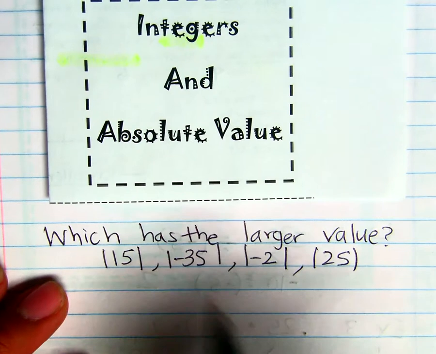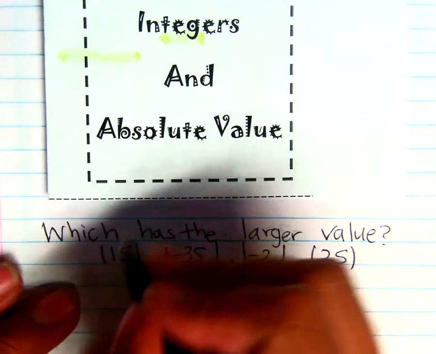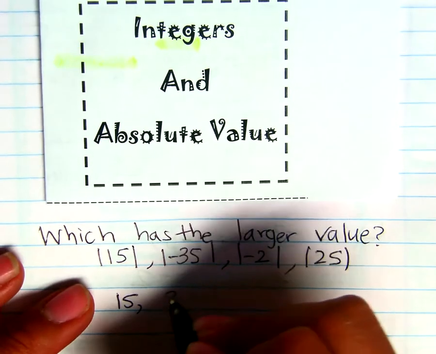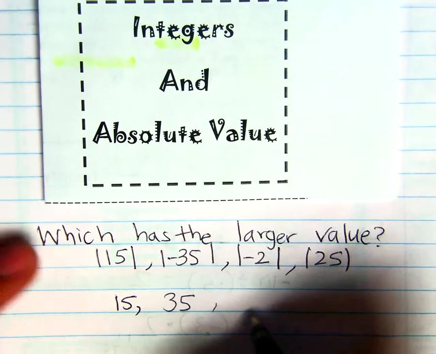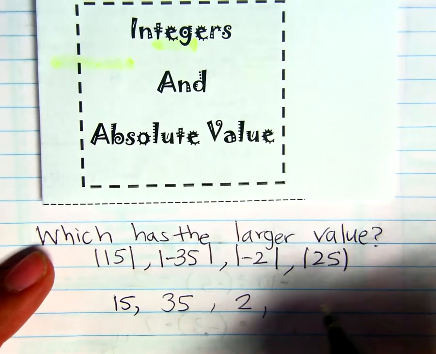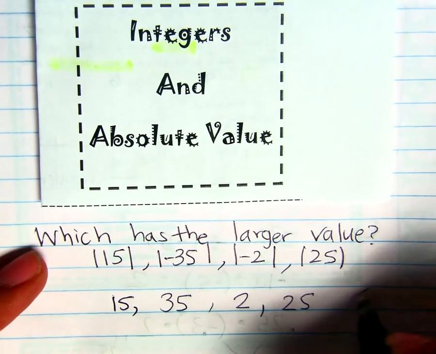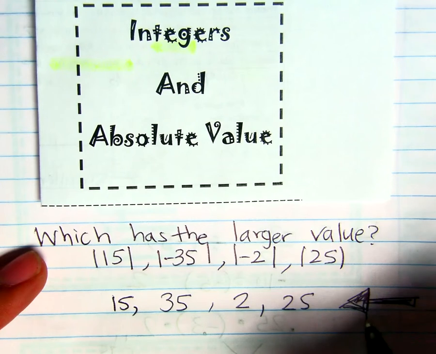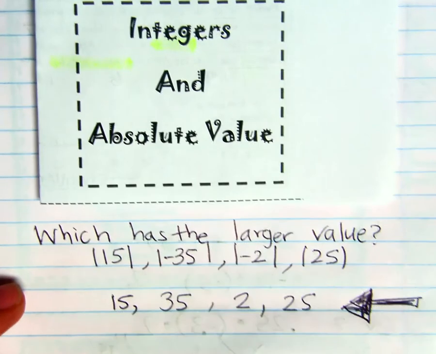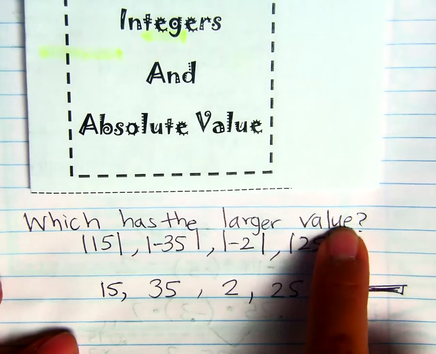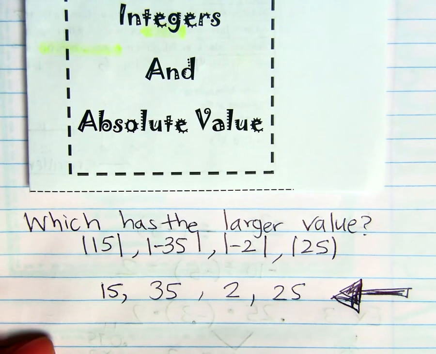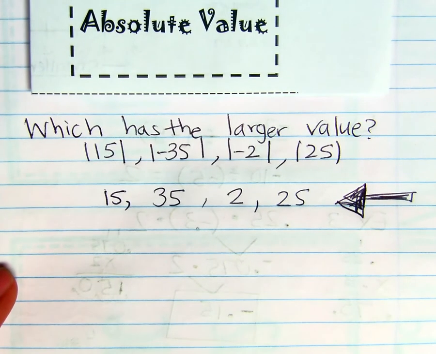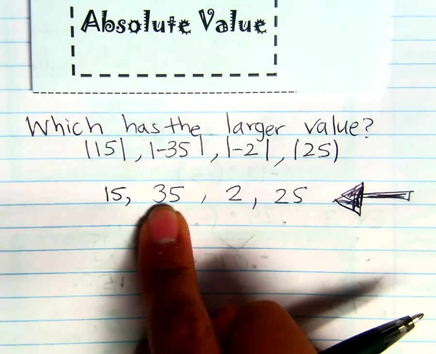So what's the absolute value of 15? 15. What is the absolute value of -35? 35. What's the absolute value of -25? 25. Okay, so we're going to look at these numbers down here to decide which one is larger. So which ones of the numbers on the bottom are larger? 35 is the largest number, right?